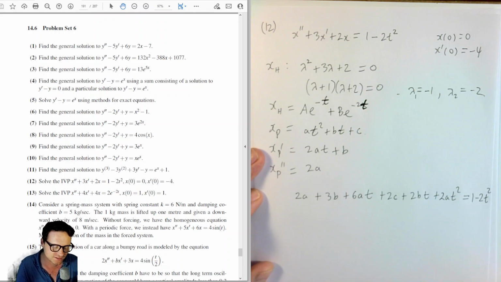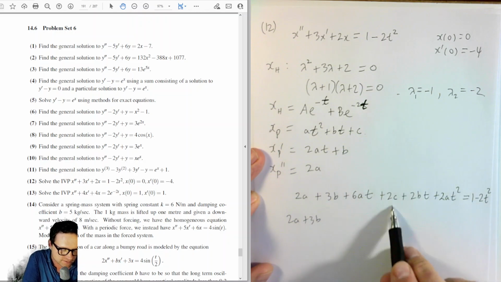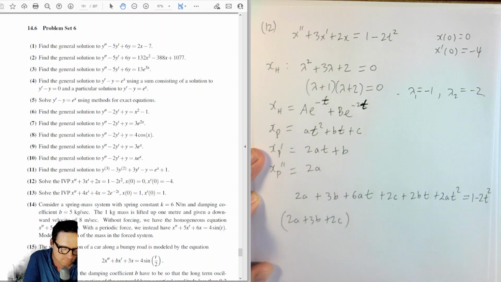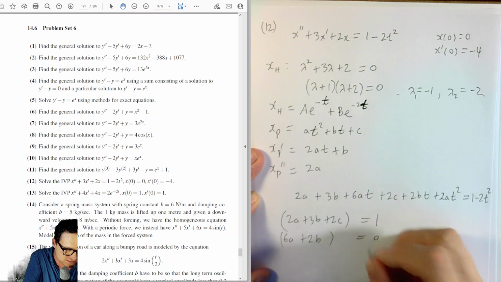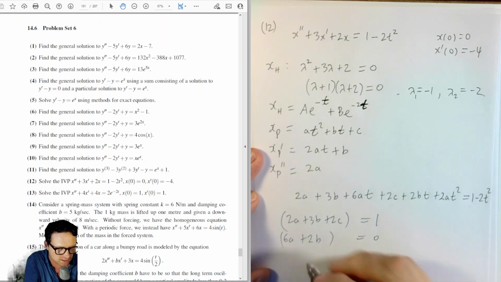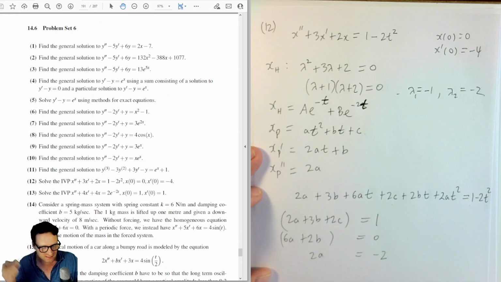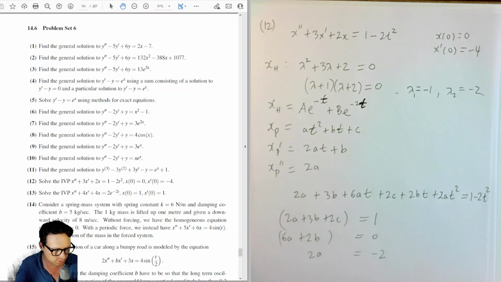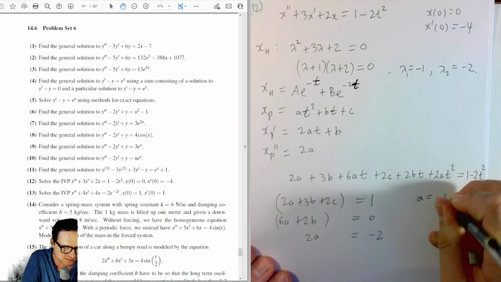Okay, now let's collect in terms of coefficients of the t. So we have 2a plus 3b and then plus 2c. This has to match with 1. Okay, the coefficients of t, 6a plus 2b, and that's it. There are none of the single t's on the right hand side, so that's 0. And then the coefficients of t squared, so 2a has to be equal to minus 2. All right, so we have a system of 3 linear equations in 3 unknowns, lowercase a, b, and c. So solving this is easy, right? So from the third equation we get a has to be equal to minus 1.